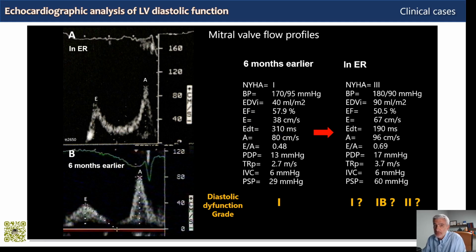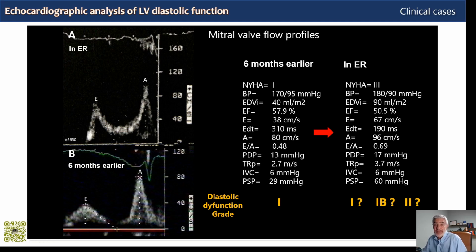always be interpreted in the light of the determinants, which are heart rate, preload and afterload. So here heart rate is similar, afterload is similar, but we have a marked increase in preload. So this suggests that since preload is increased and afterload doesn't change, ejection fraction goes down. So this is probably a reduction in left ventricular contractility that we are seeing here, 6 months earlier and now.